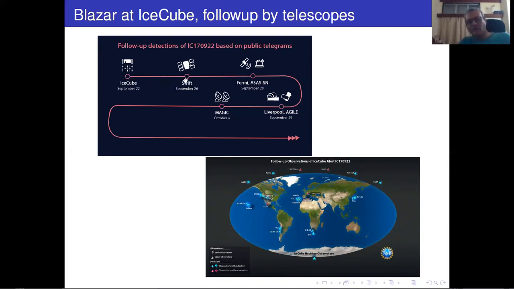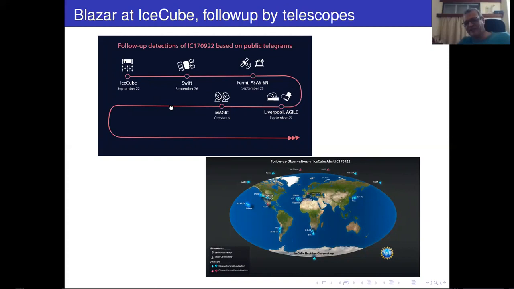In about a few more days, the Swift satellite saw, I think this is a gamma ray, then Fermi is gamma rays, I think saw X-rays, and then the AGILE Observatory, Liverpool Observatory, the MAGIC gamma ray detector, all of them started seeing it. In fact, there are a lot that came after this. I just did not have a nice, good resolution figure of this.